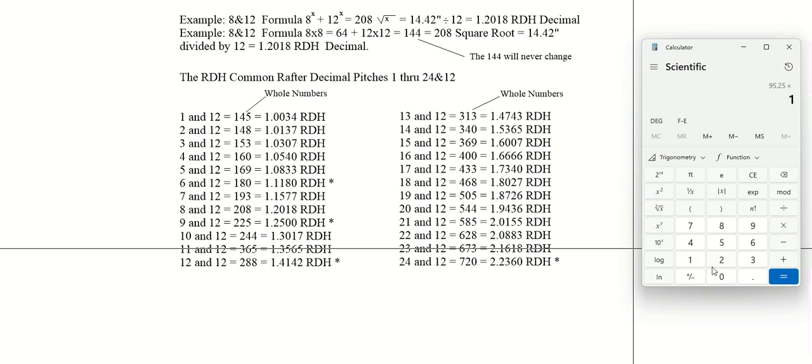I'm going to times that by 1.2018. I have a rafter length of 114 and a half. I didn't add any tails in there yet. This is just a mule rafter showing you how to use the math.